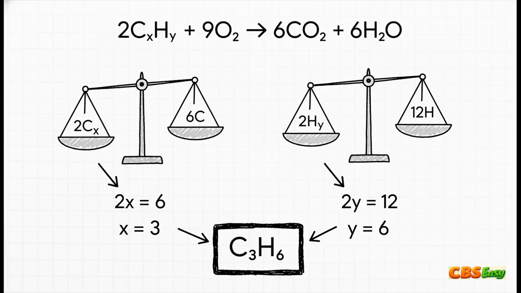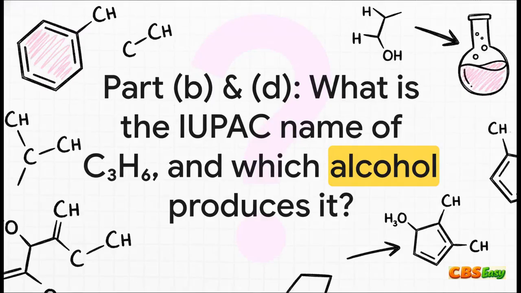Now for hydrogen. On the right, we have 6 H2O, which is 12 hydrogen atoms. So on the left, 2 times Y has to be 12. That means Y is 6. So our mystery hydrocarbon is C3H6. And see how the question builds on that first answer? The next parts ask for the IUPAC name of C3H6 and the alcohol that it can be formed from. This is designed to pull together everything we've talked about, naming, families, and reactions.